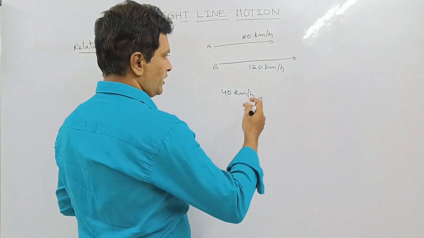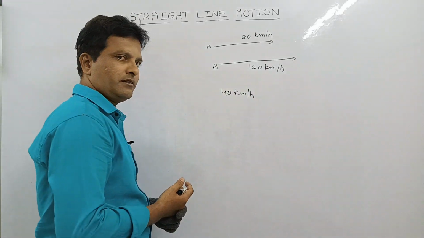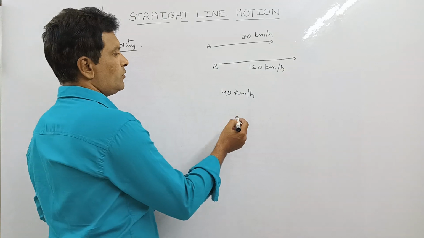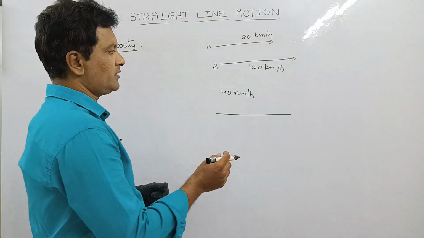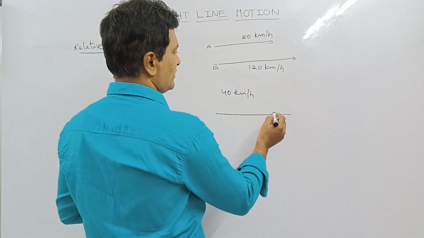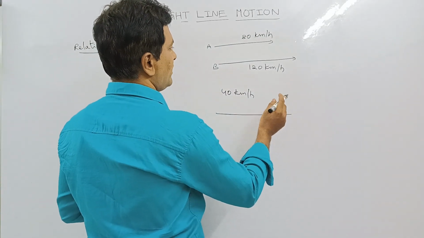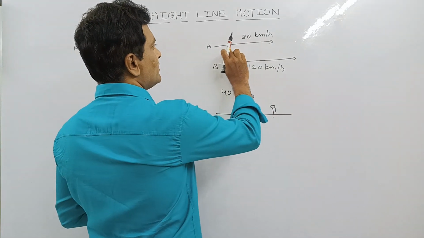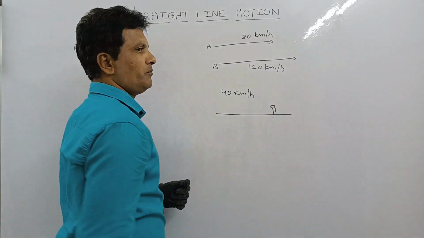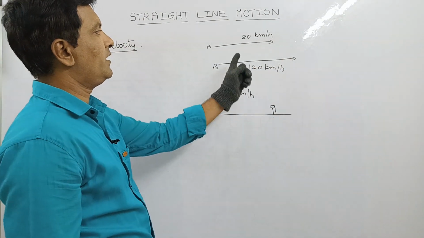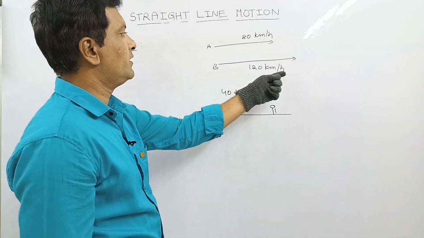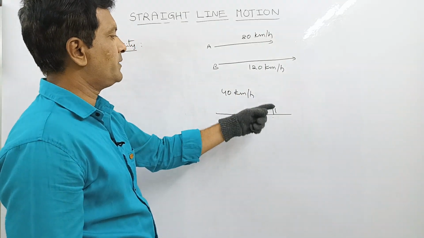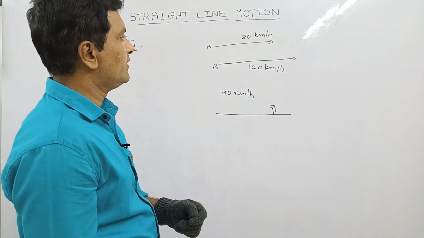But if any other person is standing at rest on the side of the road and observes this car moving at 80 kilometers per hour, he feels it is moving, and the other car is moving at 120 kilometers per hour with respect to the man standing here.